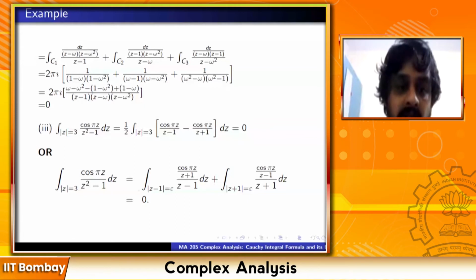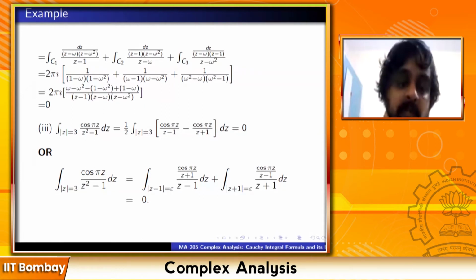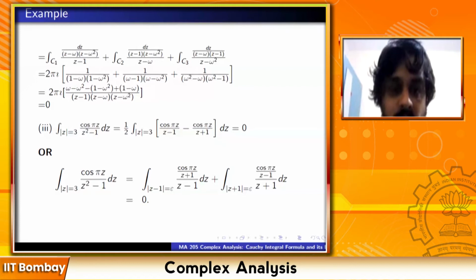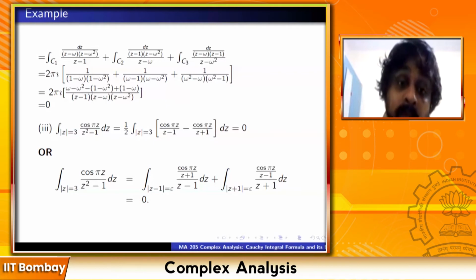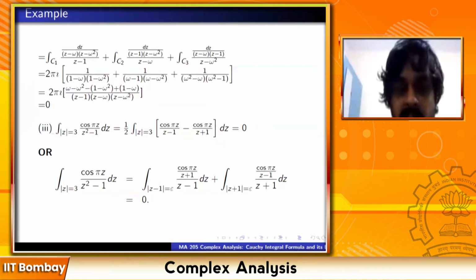And now write the first integrand as cos pi z upon z plus 1, upon z minus 1. Second case, cos pi z by z minus 1, upon z plus 1. And the numerators of both the integrands are holomorphic. The first integrand blows up at z equal to minus 1, so there is no problem in a small circle of radius epsilon around plus 1. In the second integral, the numerator blows up at z equal to 1, so there is no problem when I choose a circle of small radius around minus 1. So both integrands are of the form holomorphic upon z minus z naught.